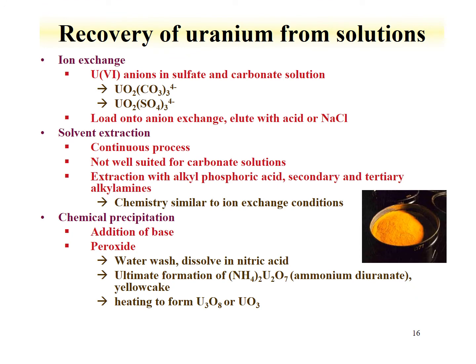Once in solution, the uranium forms can be recovered through anion exchange, solvent extraction, or chemical precipitation. An example of anion exchange is listed here, where both the anions of the carbonate or sulfate species can be loaded onto an anion exchange resin and then eluted with either weak acid or a salt solution.